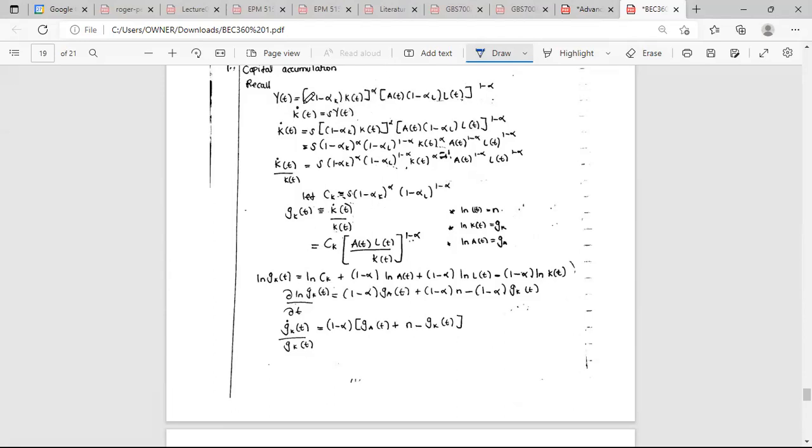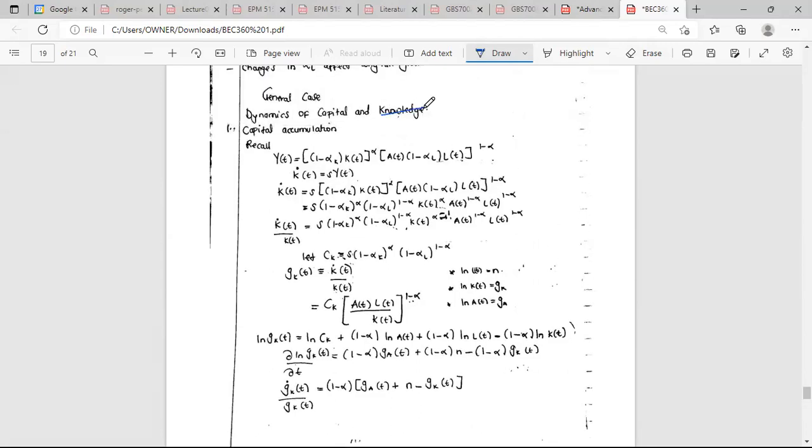Now, in conclusion, let's look at what happens to capital as it accumulates. We've looked at what happens to knowledge. Now, finally, for capital, this is still in the endogenous growth model. For the remaining section, let's just zoom in.